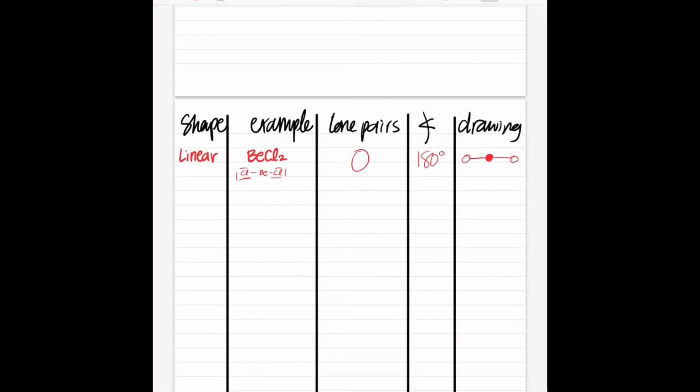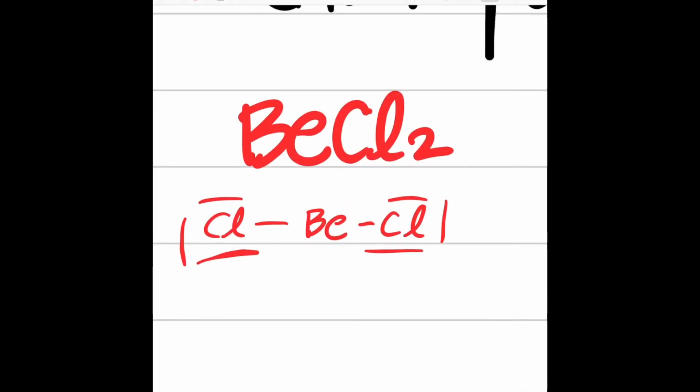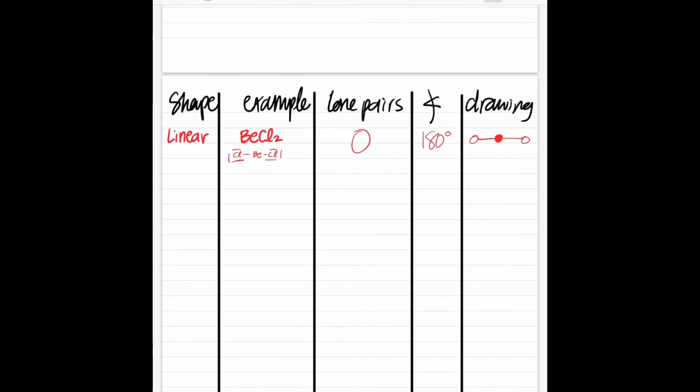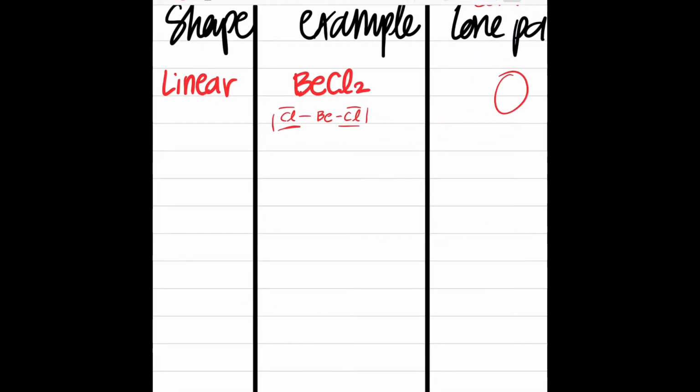Oh, lone pairs. Basically, these here that are not connected to anything, those are lone pairs. Okay, moving on. So this one has no lone pairs on the center atom. That's the question: how many lone pairs are on the center atom? All right, next. We've got bent.